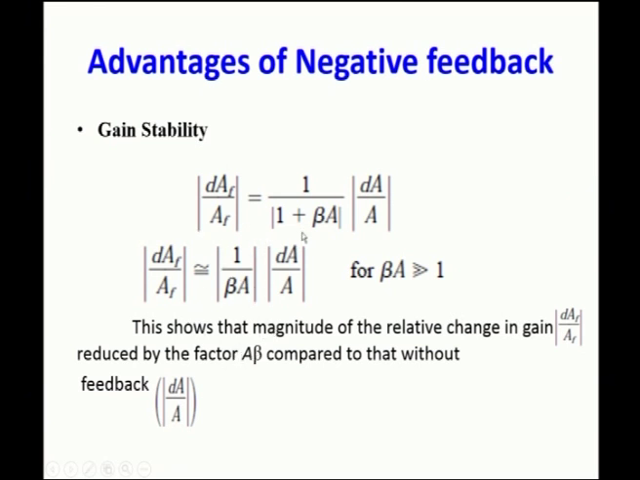Now, you can look at the equation here. If you differentiate, or if you see the relative change in the gain with the feedback, it has been derived as 1 by modulus of 1 plus beta A into the relative change in the gain without the feedback. For this case, beta A must be greater than 1. So, this shows that the magnitude of the relative change in the gain with feedback is reduced by the factor A beta compared to that without feedback, dA by A.